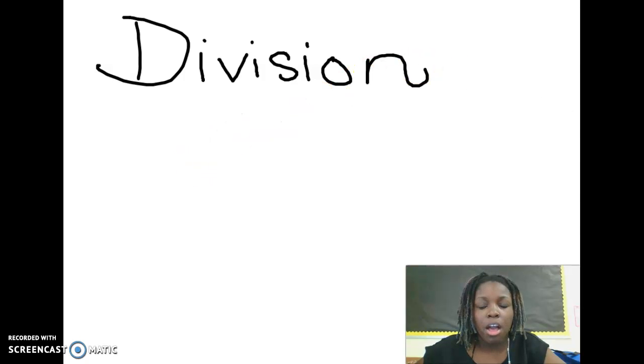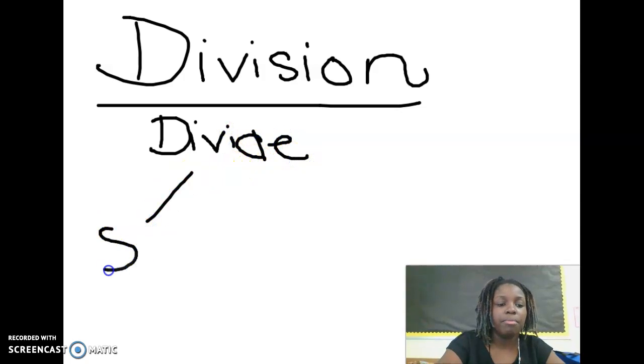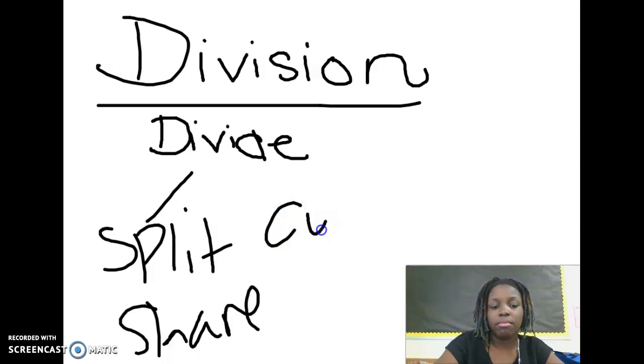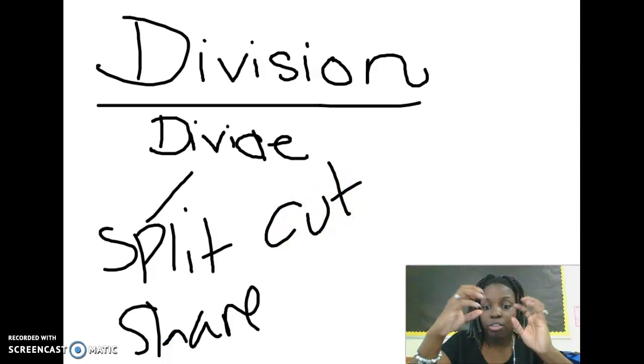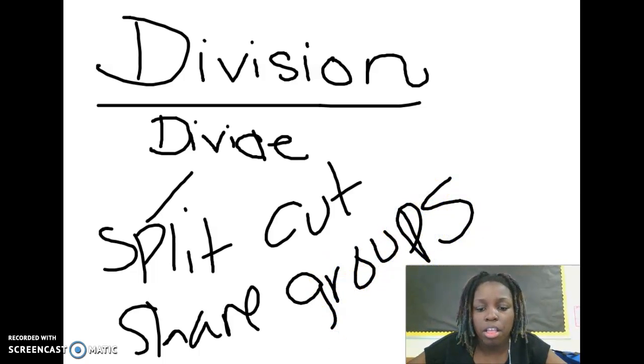All right. So first, what we're going to do is think about division for a second. What does division mean, or what does the word divide mean? When I'm dividing, what am I doing here? I am either splitting something up, I am sharing something, I am cutting, I am putting them into different groups. So things like that.